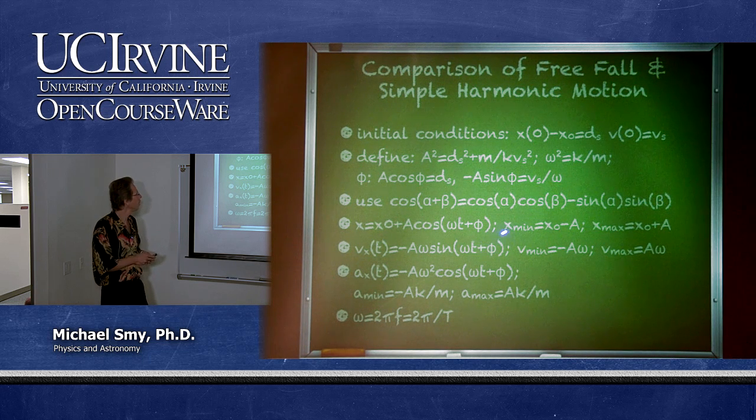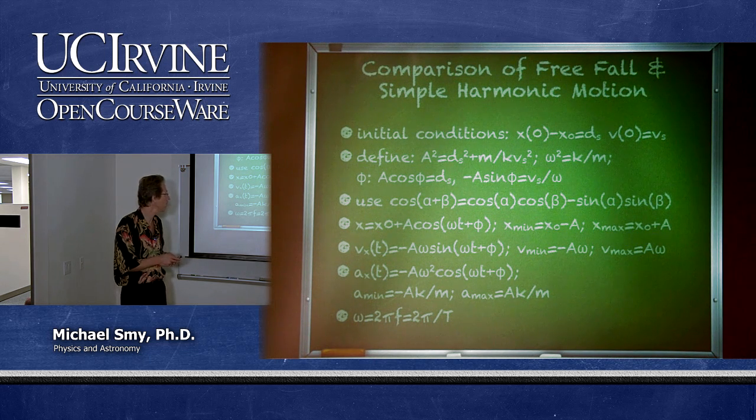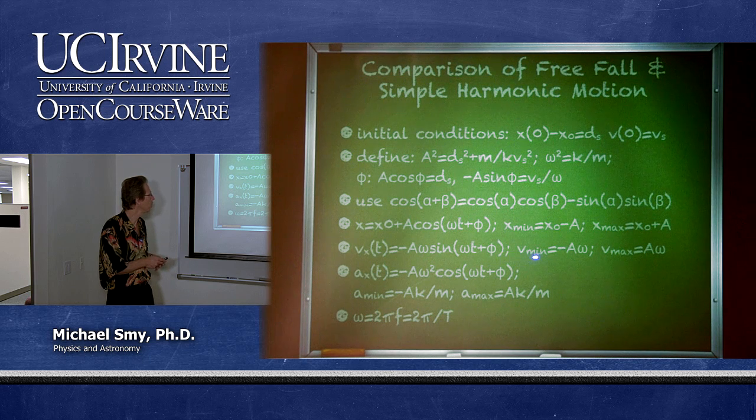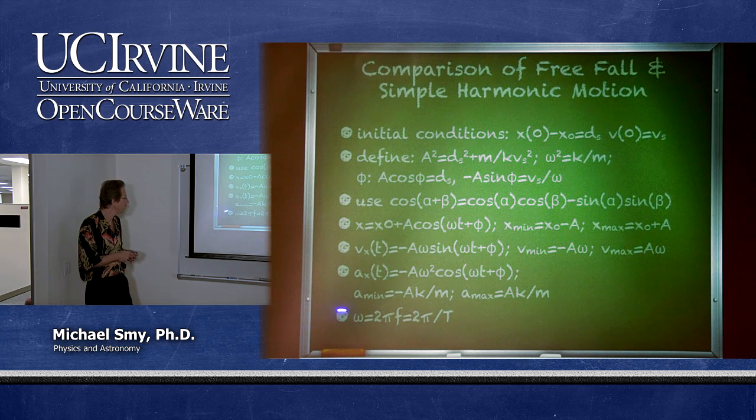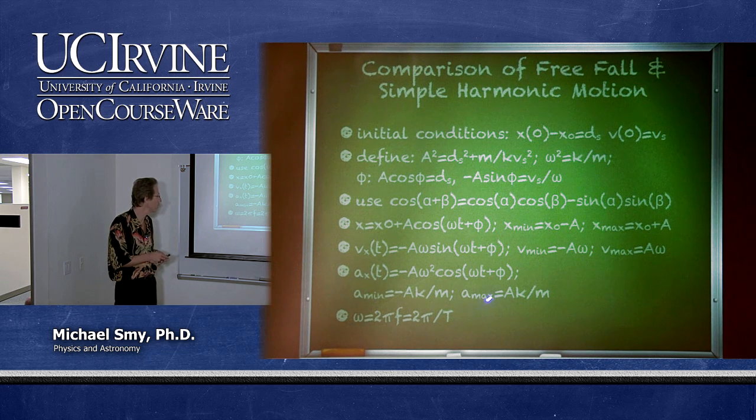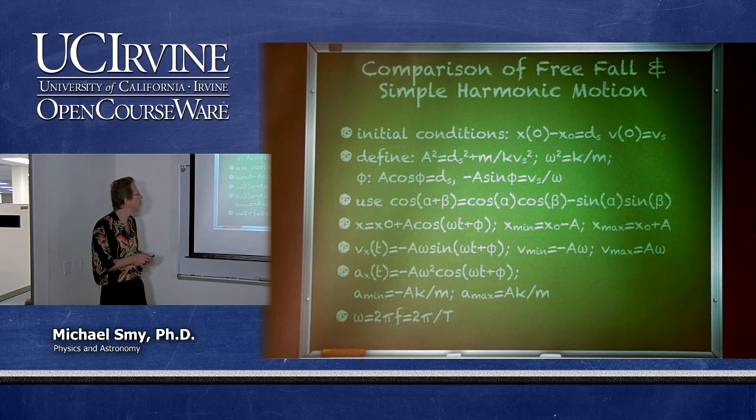And the minimum position is x naught minus A, and the maximum position is x naught plus A. And the minimum velocity is minus A omega, and the maximum velocity is plus A omega. The minimum acceleration is minus A k over m, and the maximal acceleration is A k over m, where I've used that omega squared equals k over m.